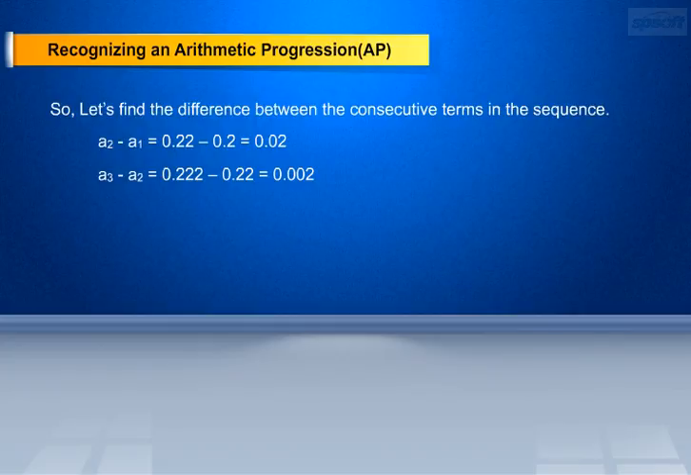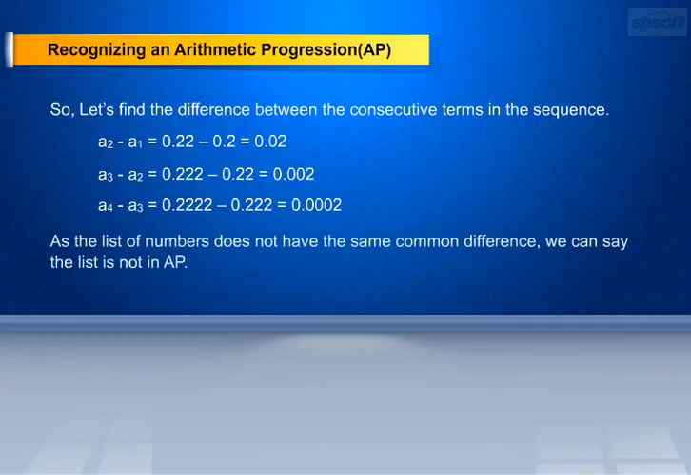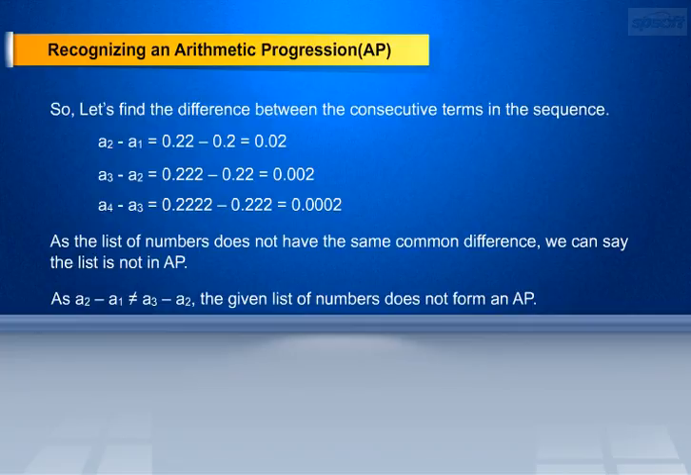A4 minus A3 equals 0.2222 minus 0.222 equals 0.0002, where A4 is the fourth term and A3 is the third term. As the list of numbers does not have the same common difference, we can say the list is not an AP. Or, as A2 minus A1 is not equal to A3 minus A2, the given list of numbers does not form an AP.